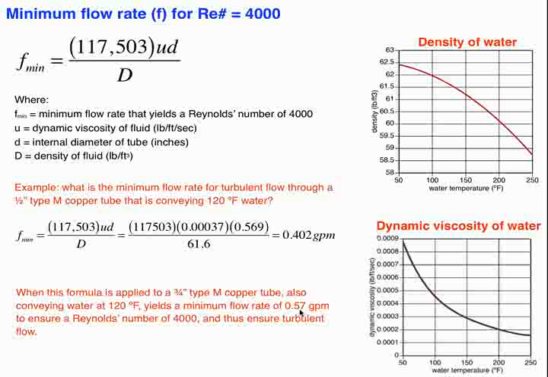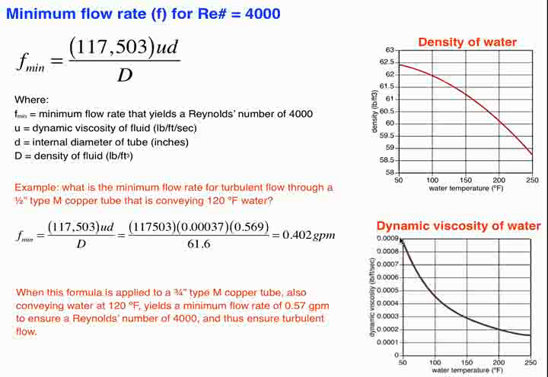One of the things I'd encourage you to do if you want to experiment with this is calculate the minimum flow rates for cold water and compare it to the results that I've given you here for 120-degree water. What you will find with cold water, and you can actually see this in this graph, the dynamic viscosity, as we get down into the 50, 60, 70-degree temperature range, you can see it goes up very, very quickly. And that implies that the flow rate of cold fluid to maintain turbulent flow goes up considerably.